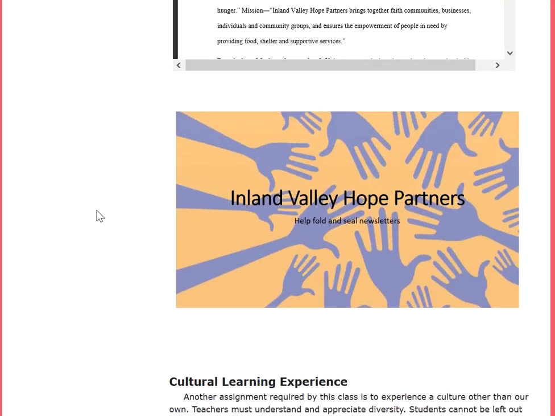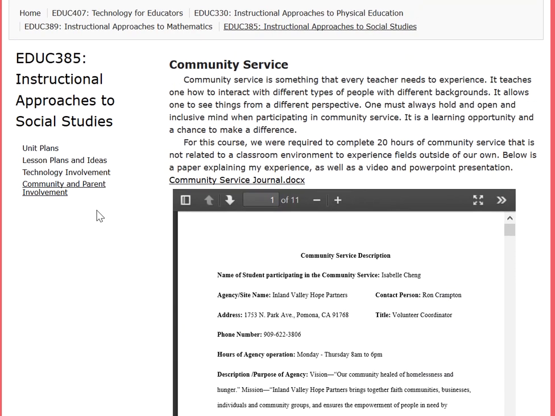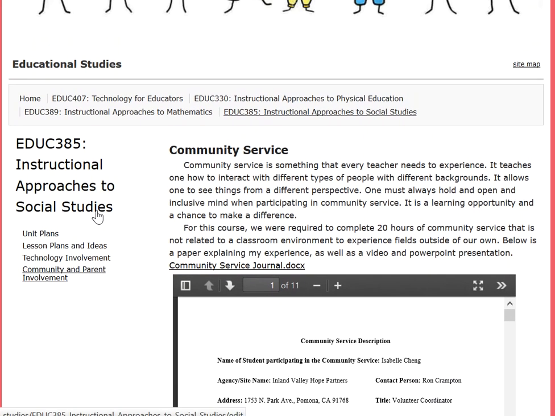I think the most rewarding assignment was the community service, and it was also the most challenging because it was difficult to find the community service and find time for it, but it was the most rewarding because I learned a lot and I did things that were out of my field and not related to education. It got me to see the perspective of other people.